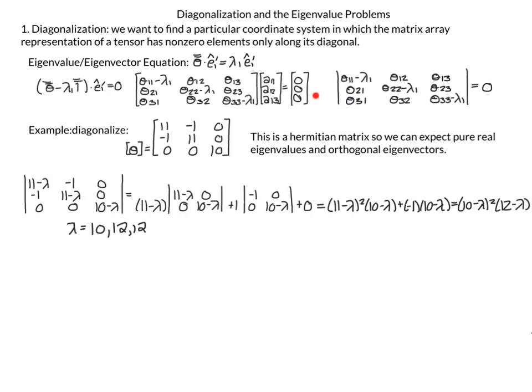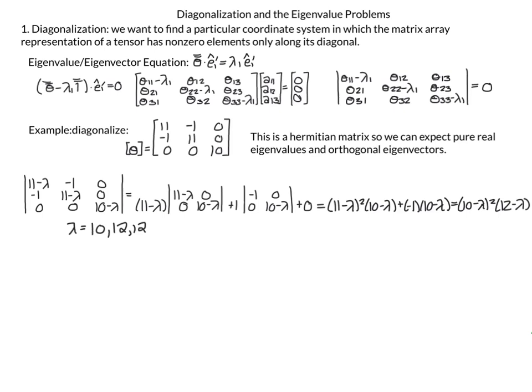Now we're looking for when the homogeneous system of equations has solutions, which means we need to set the determinant equal to 0 and find the eigenvalues that will give us 0. So here I have our matrix, and along the diagonal, I subtract lambda. So I have 11 minus lambda, 11 minus lambda, and 10 minus lambda. The rest of the matrix stays the same. So my determinant, reading off the rows, is 11 minus lambda, minus 1, 0; minus 1, 11 minus lambda, 0; 0, 0, 10 minus lambda.